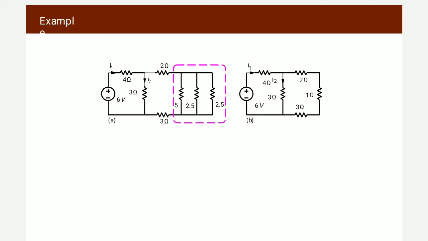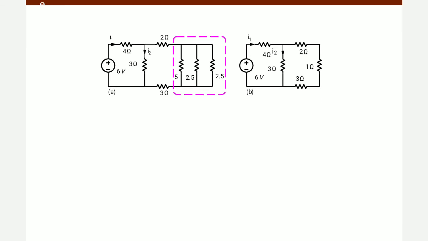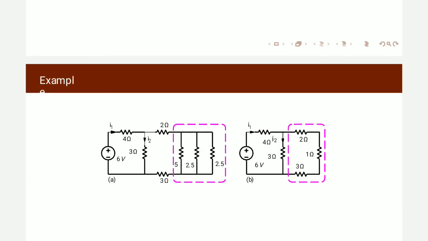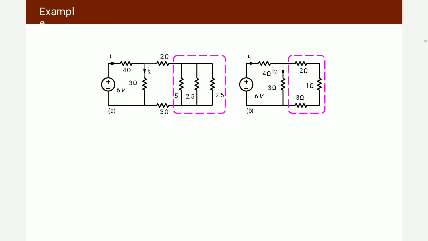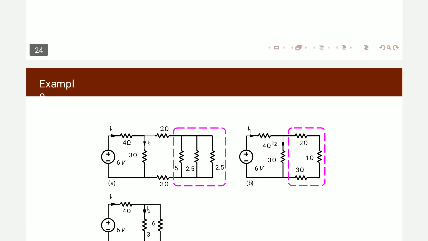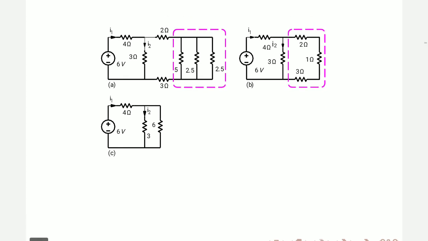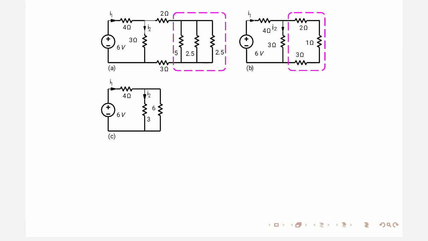Here that 1 ohm is in series with the 2 ohms and 3 ohms. So 2 ohms, 1 ohm and 3 ohms are in series, and the resultant is 6 ohms. So now 6 and 3 are parallel.